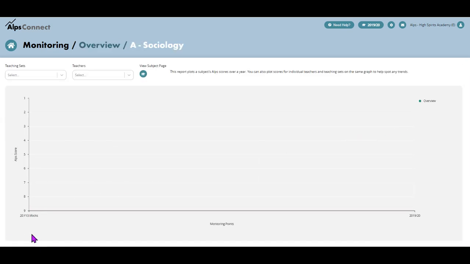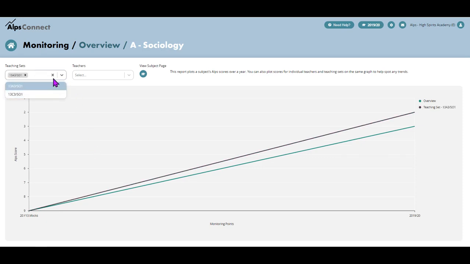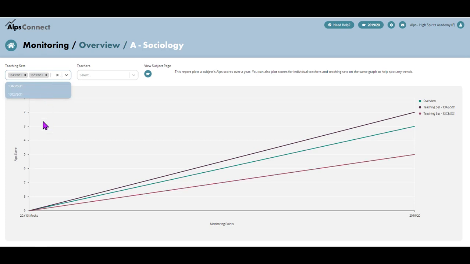Now I can go into the sociology page and I can start to look for my own teaching set. So there's the sort of analysis point of the 2 different grade points there and the line for the whole subject. And let's say that I'm going to put on both the teaching sets and that I teach set C3. So my C3, which is this sort of cerise kind of line here, is sitting underneath the main subject line, and the other teaching set is very much above it. So my prediction was a grade 9, but my set actually got a grade 6. So there's a slightly different trend there compared to the other teaching set.